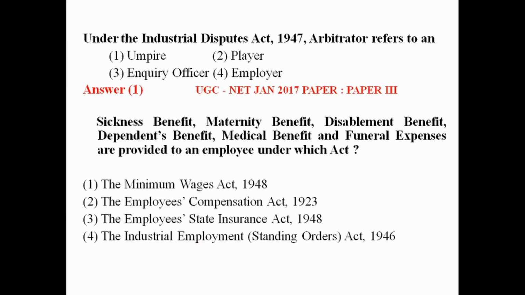Next question. Sickness benefit, maternity benefit, disablement benefit, dependence benefit, medical benefit, and funeral expenses are provided to an employee under which act? Option 1, Minimum Wages Act 1948. Option 2, the Employees Compensation Act 1923. Option 3, the Employees State Insurance Act 1948. And option 4, the Industrial Employment Standing Orders Act 1946.